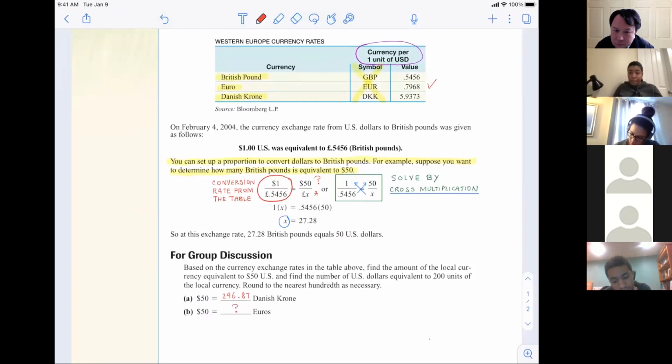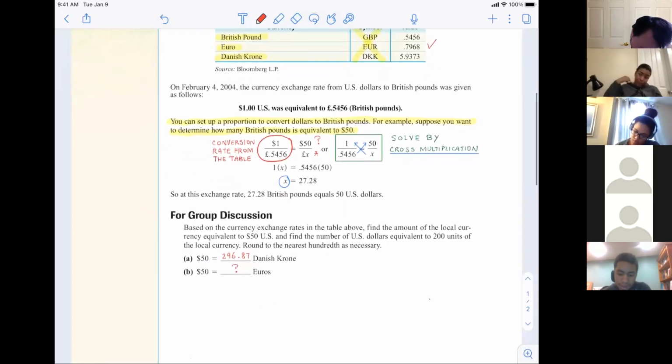Would it be x equals $39.84? Sounds right. Let me work out the details here. Okay. If my memory serves, I think you are correct. I will write down the proportion first.